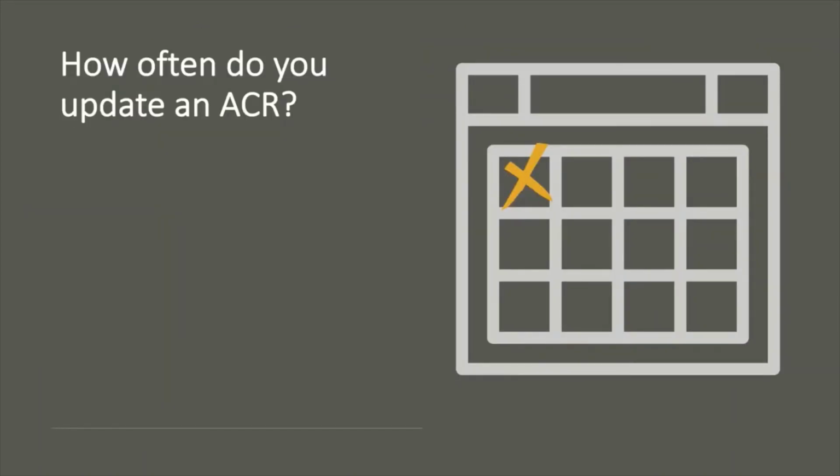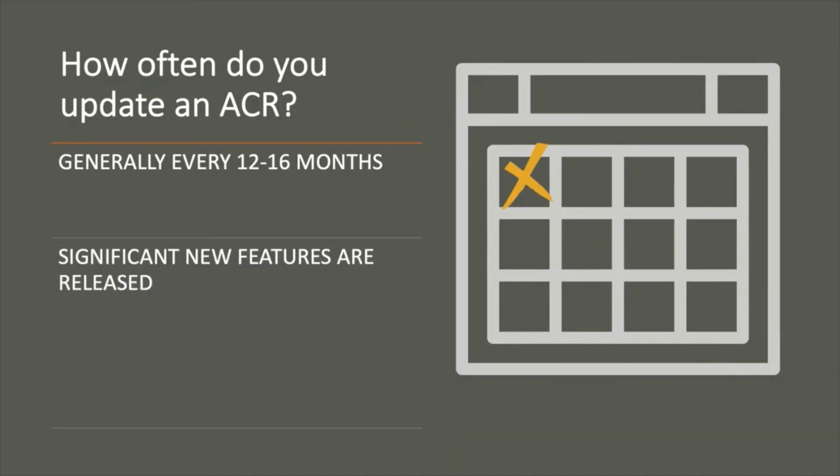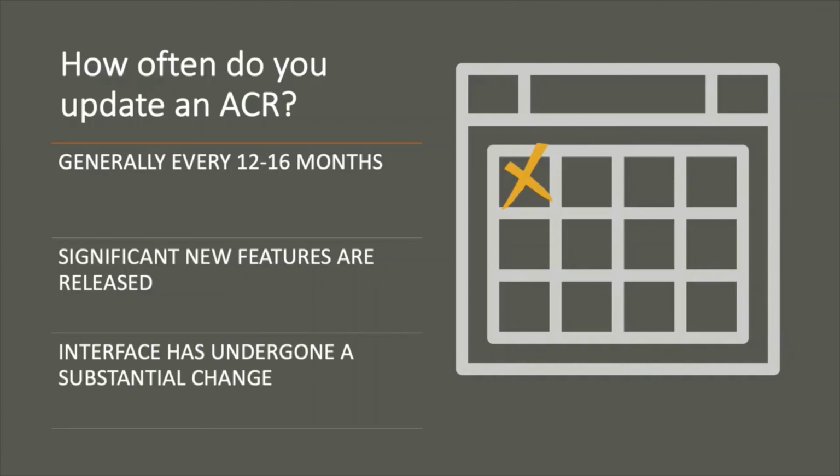How often do you update an ACR? There is no set timeline, but in general, you need to update the ACR every 12 to 16 months, when significant features are released or if the user interface has undergone a substantial change. The VPAT was developed to provide a standard reporting format and make it easier for procurement departments to have conversations regarding the accessibility of your product.